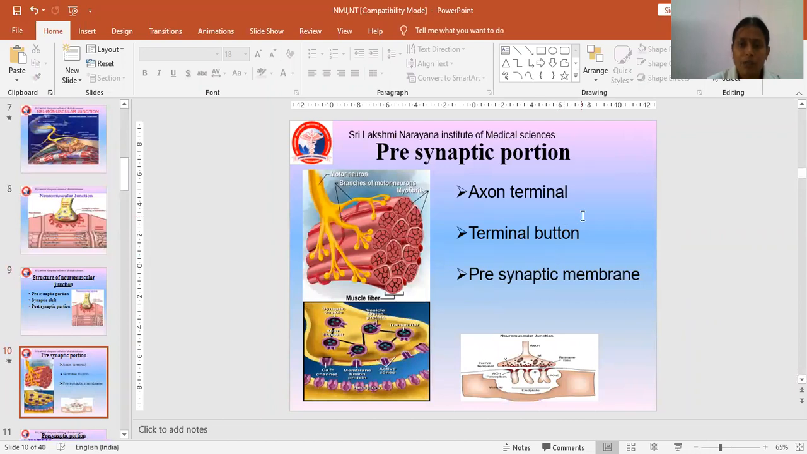The presynaptic portion consists of the axon terminal, terminal button, and presynaptic membrane. So this is the axon terminal, you can see here. Then the terminal button, and the membrane covering the presynaptic neuron. The membrane covering the neuron, the nerve terminal, is called the presynaptic membrane.